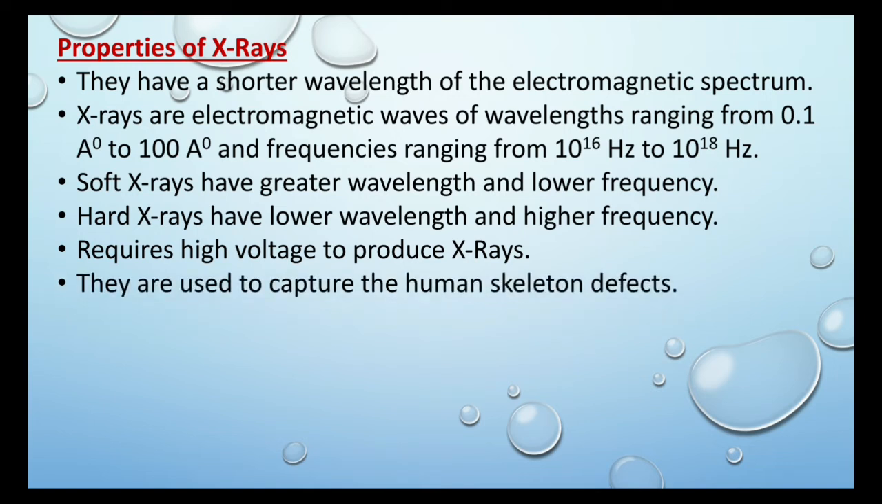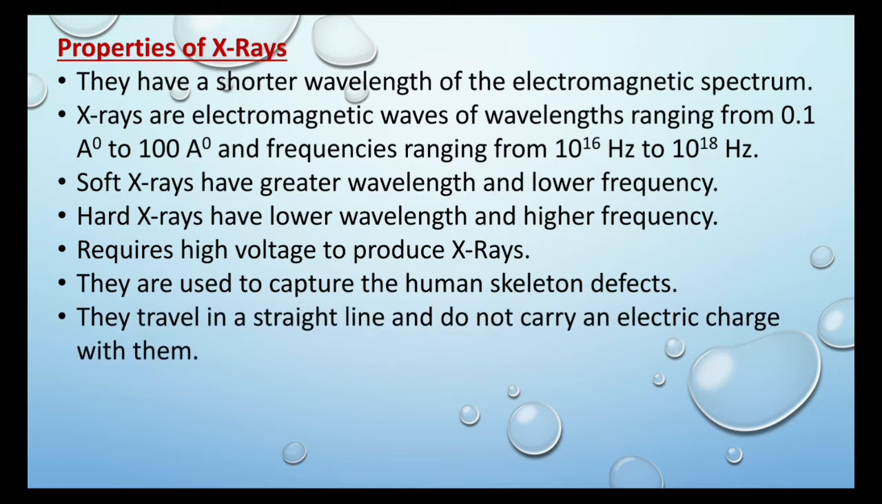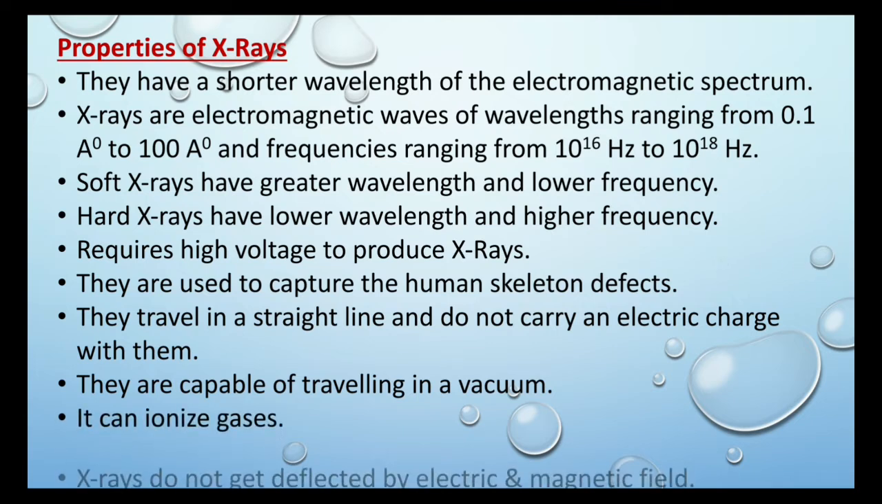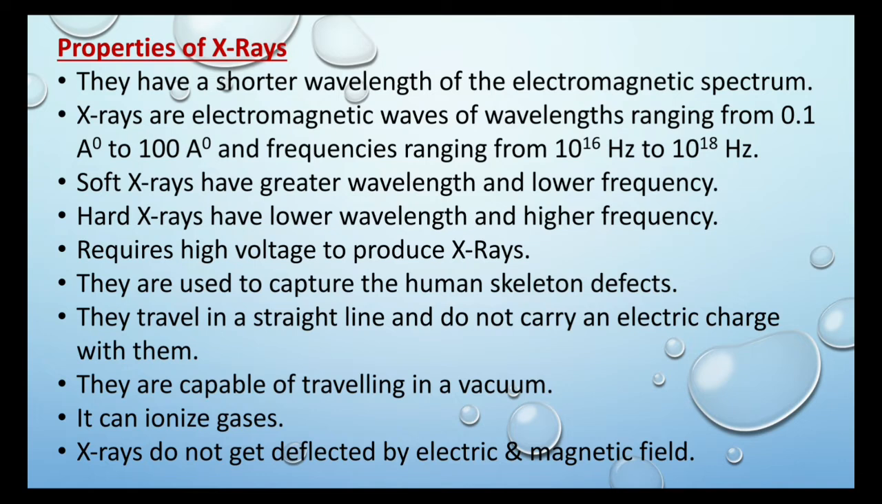X-rays can affect the photographic plates, so they are used to capture the human skeleton defects. They travel in a straight line and do not carry an electrical charge with them. They are capable of traveling in vacuum. It can ionize gases. X-rays do not get deflected by electric and magnetic field. This is very important. Please remember this one, that X-rays do not get deflected by electric and magnetic field. Sometimes there are short questions from this one, so please remember this.